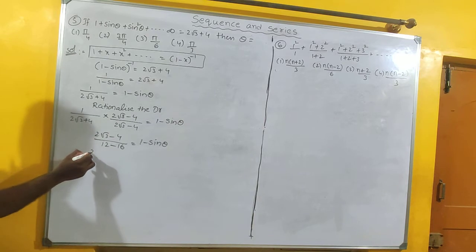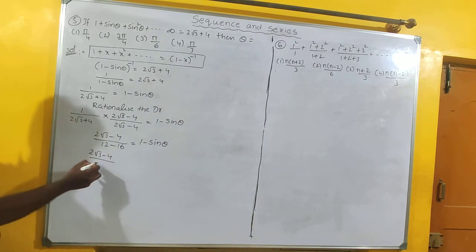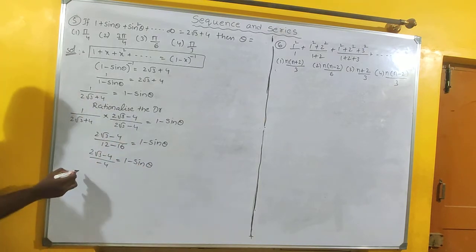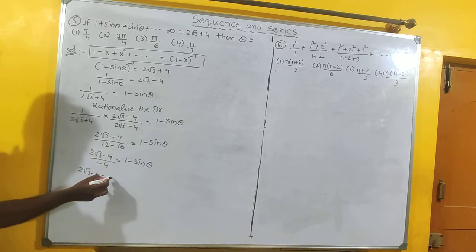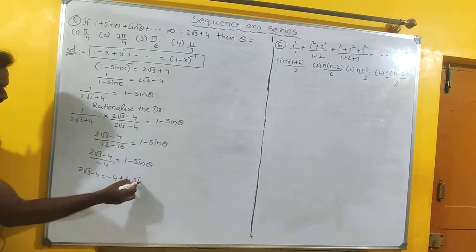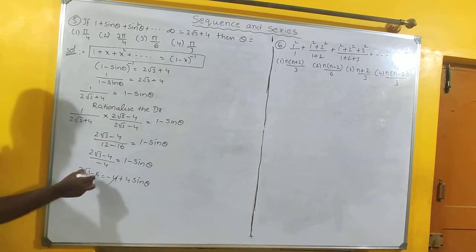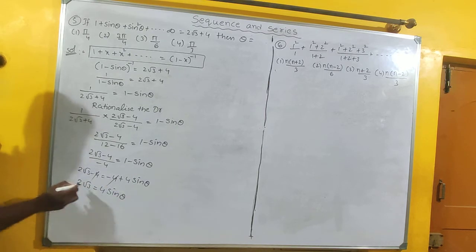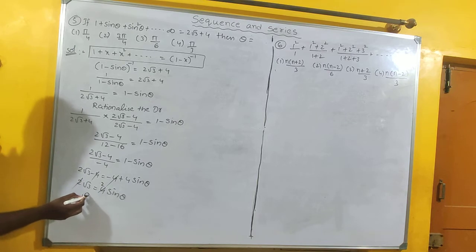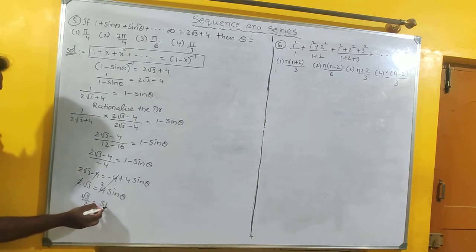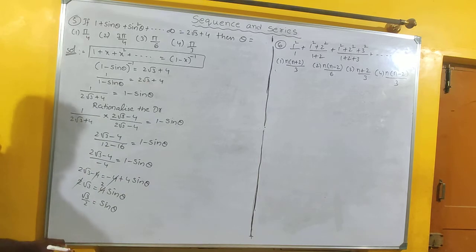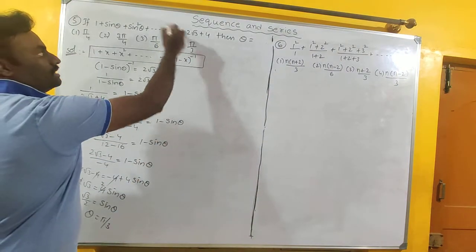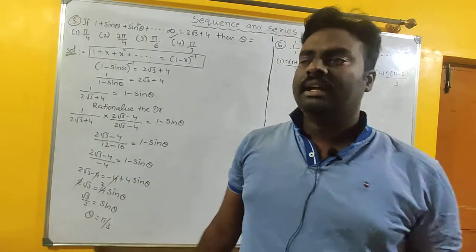Then what will we get? (2 root 3 minus 4) by minus 4 is equal to 1 minus sin theta. Now simplify. 2 root 3 minus 4 is equal to minus 4 plus 4 sin theta. Then minus 4 gets cancelled. Then 2 root 3 is equal to 4 sin theta. 2 ones are 2, 2 twos cancel. Then root 3 by 2 is equal to sin theta. When is the sin value root 3 by 2? Sin 60. Therefore, theta is nothing but pi by 3. That is nothing but which option? The fourth option is the correct answer.